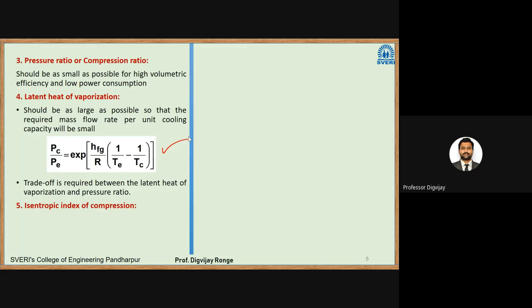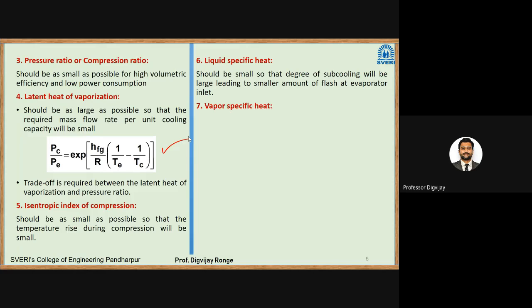Then fifth was the isentropic index of compression. This should again be as small as possible. Liquid specific heat should be lower. Okay, but vapor specific heat should be higher. It should be as large as possible. Thermal conductivity, again, should be larger because we want more heat transfer. We have studied this law in HMT in the first chapter, that rate of heat transfer is directly proportional to the rate of change of temperature, and there we used a constant, the thermal conductivity K.